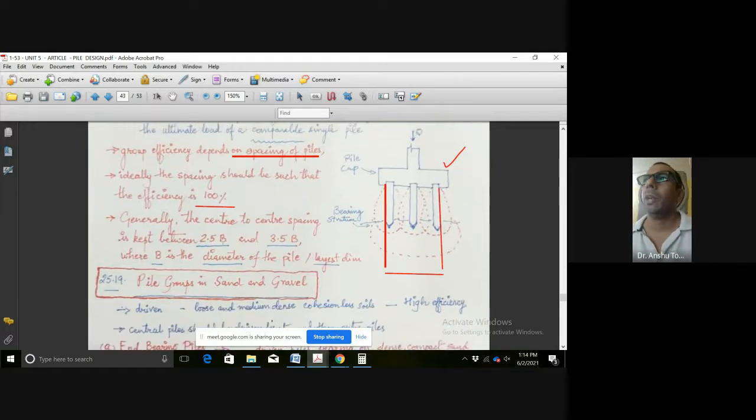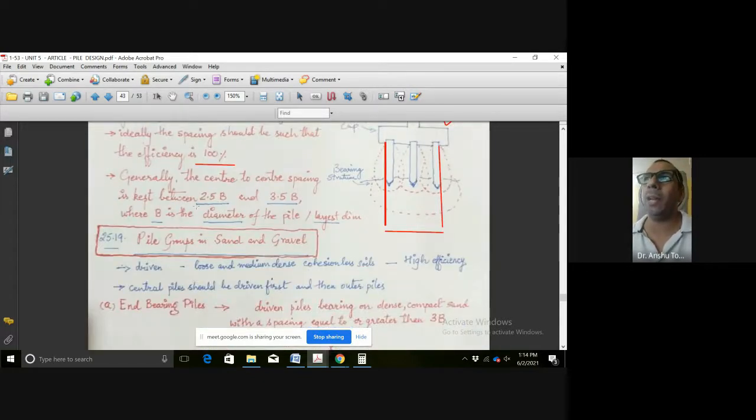Generally, the center to center spacing is kept between 2.5B and 3.5B, where B is the diameter of the pile और द लार्जेस्ट डायमेंशन. अगर स्क्वायर पाइल है तो वो लार्जेस्ट डायमेंशन हो जाएगी, ठीक है. अगर वो सर्कुलर पाइल है तो डायमीटर हो जाएगा. So that will be 2.5 times B and 3.5 times B. In very minimum case it is kept equal to B. जो उसका डायमीटर है उसके इक्वल हम रखते हैं, but that will reduce the efficiency of the pile group.